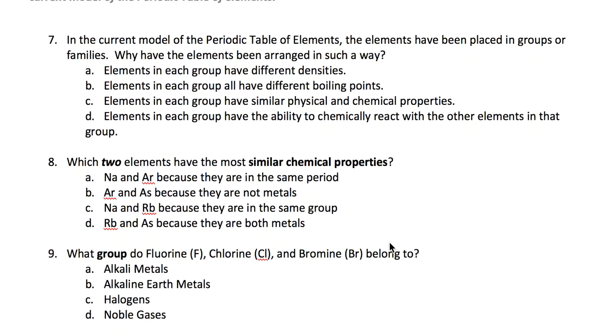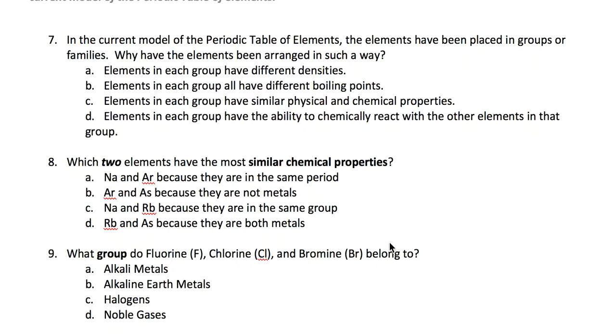A. Elements in each group have different densities. B. Elements in each group have different boiling points. C. Elements in each group have similar physical and chemical properties. D. Elements in each group have the ability to chemically react with other elements in that group.